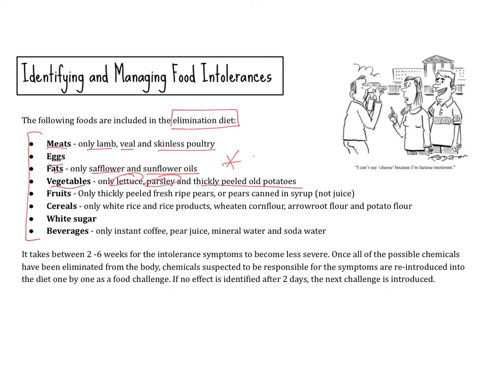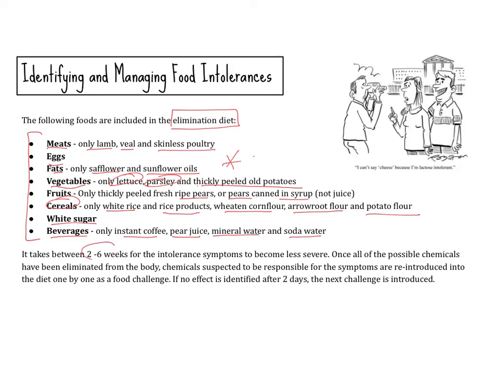Only thickly peeled fresh ripe pears are allowed, or even pears that are in a syrup. The only cereals that are allowed are white rice and rice products, so things like rice cakes, as well as wheat and corn flour, arrowroot flour and potato flour. White sugar is allowed, and the beverages are only instant coffee, pear juice, mineral water and soda water.